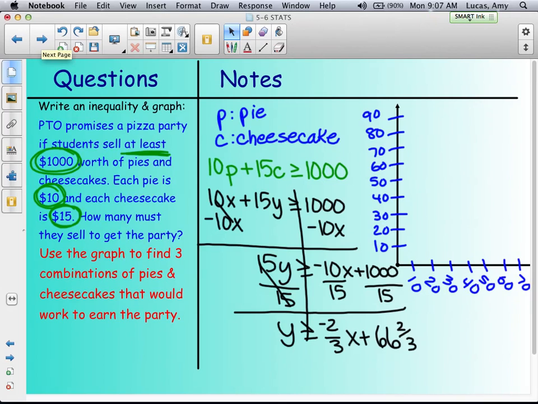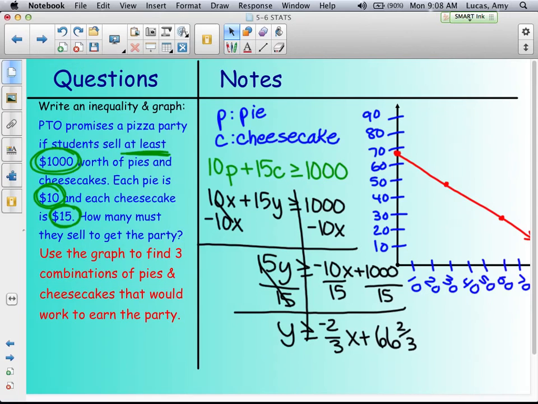Okay, so I'm starting out at 66 and 2/3. So that's going to be about right here. And then it says I'm going down 2 over 3. Down 2 over 3. So that would be the same as going down 20 over 30. So about right here. Down 20 over 30. About right here. So this is what my line looks like.